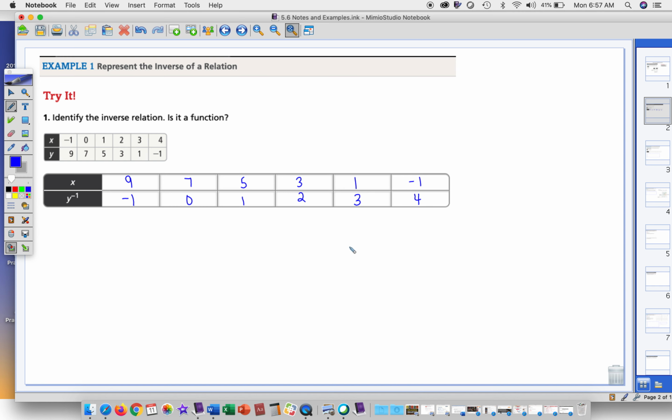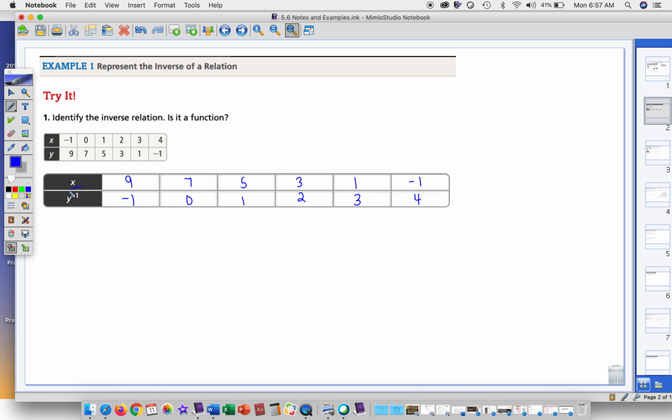So I'm going to just check real quick. My x row should match what was my y row, and it does. And my y row should match what was the original x row, and it does. Okay, so there's all my new coordinates.